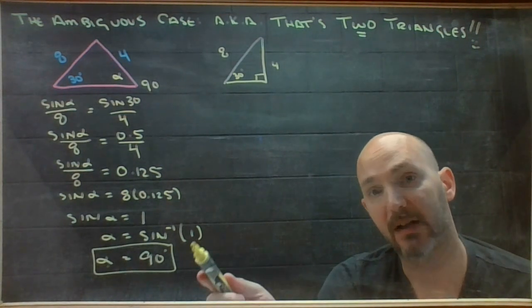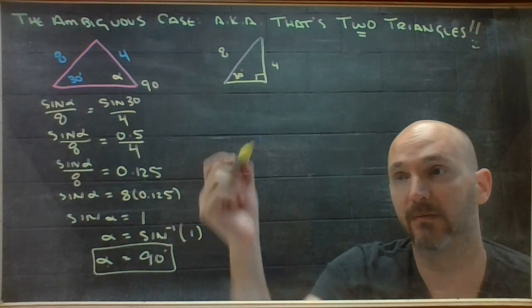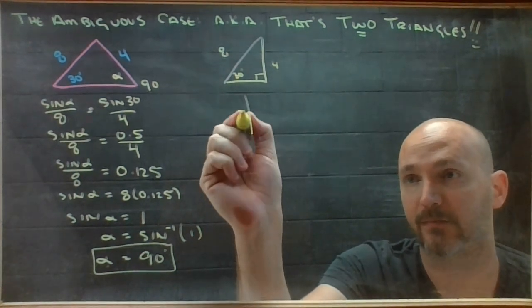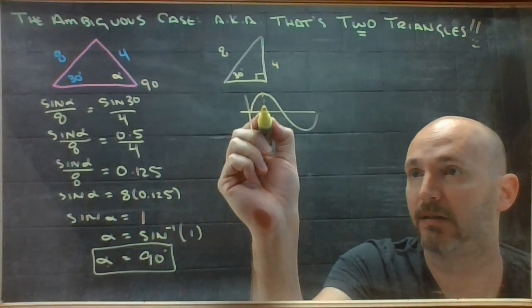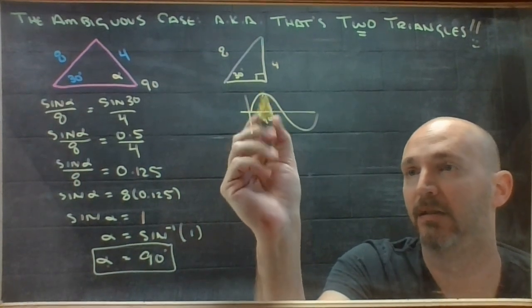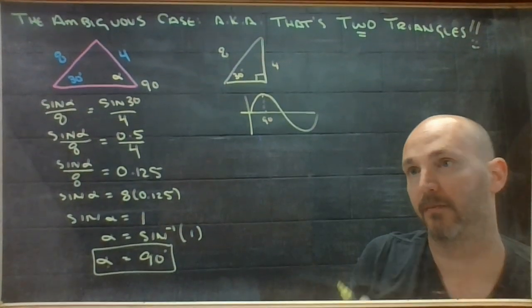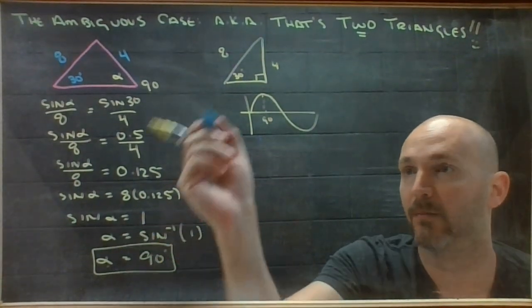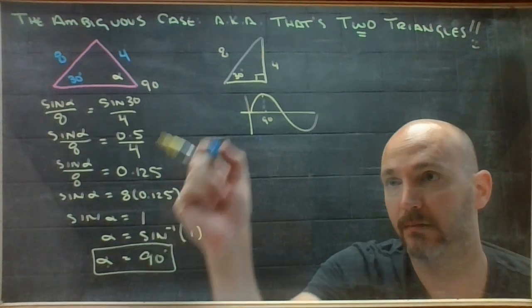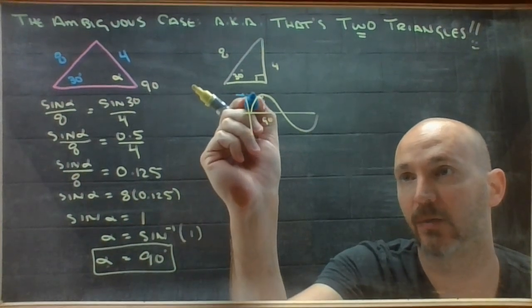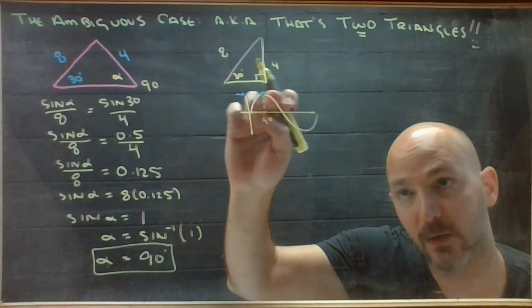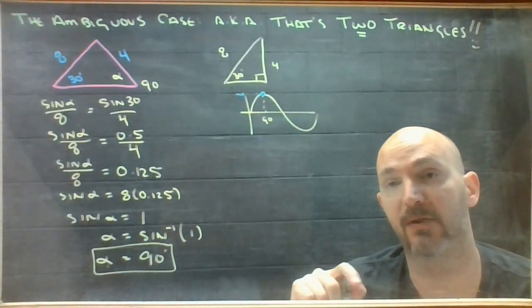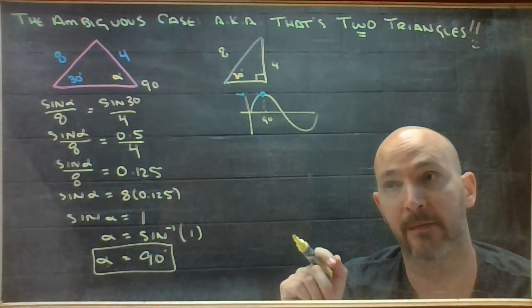So you go to check your second solution. Here's my sine wave. There's 90 degrees. A y value of 1 would be here. And if I scroll across, that's right at the peak. Now, if you keep scrolling across, there isn't a second solution there because there's only one peak.